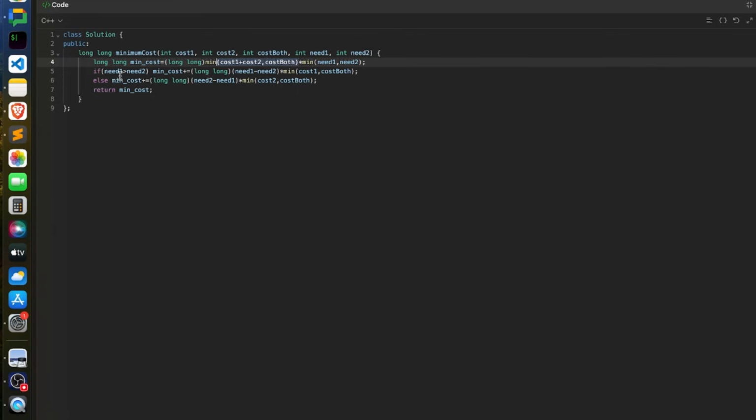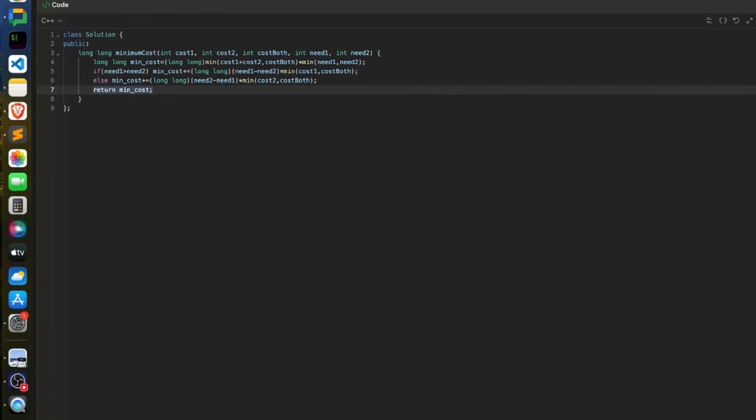Now for the remaining one, just check which one is remaining, either type 1 or type 2. If type 1 is remaining, this is the remaining requirement, and you can fulfill it with either type 1 or type 3, right? And if type 2 is remaining, then you can fulfill with cost 2 or cost 3. And at the end return your minimum cost. So yeah, that's all about the explanation and code.